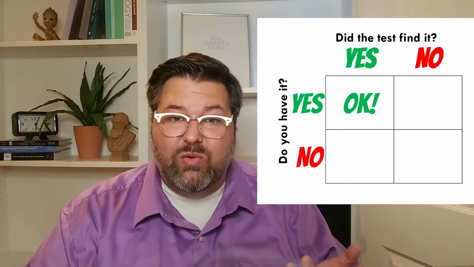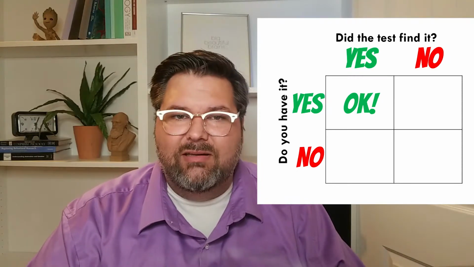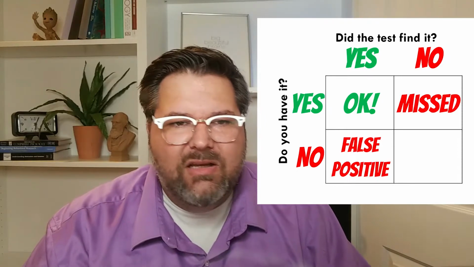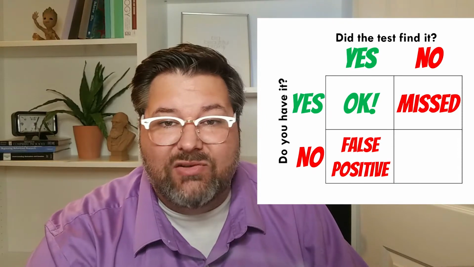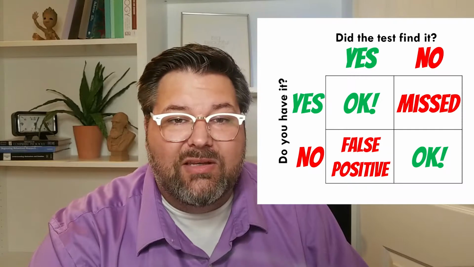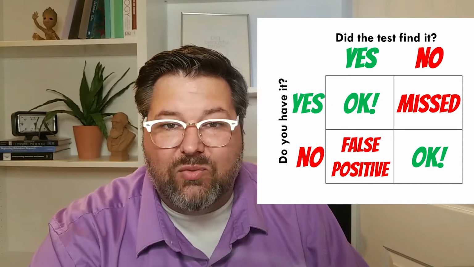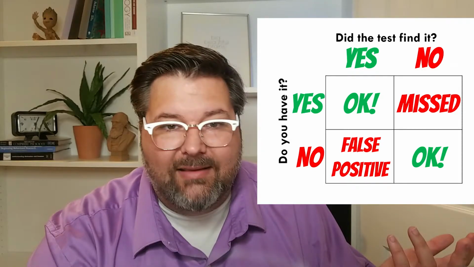You have the disorder and the test identifies it accurately. You have the disorder and the test fails to find it. You don't have the disorder and the test says you do. Or you don't have the disorder and the test correctly says that you don't. In the cases where the test correctly categorizes you, well, that's great. That's what we're looking for.